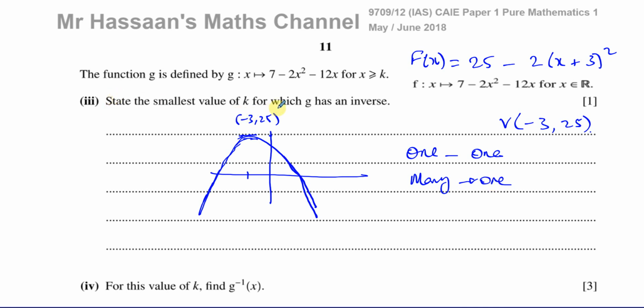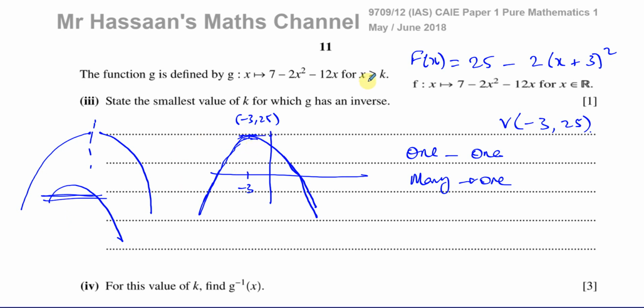So the smallest value of k for which this has an inverse is the value of k such that this will either be all rising or all falling. You can either take the part of it going up until the vertex, or you can take the part from the vertex onward where it falls. You can't take any part that's rising and falling, because when you find the inverse, that's going to be again many-to-1, so it'll become 1-to-many. So you have to stop at the vertex.